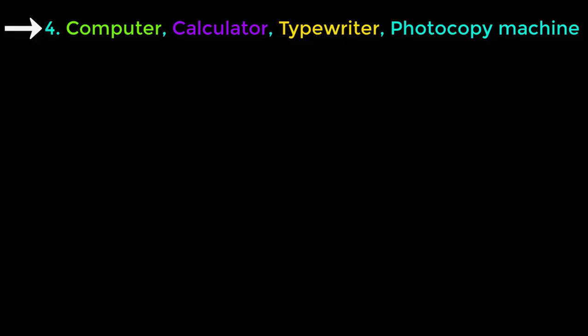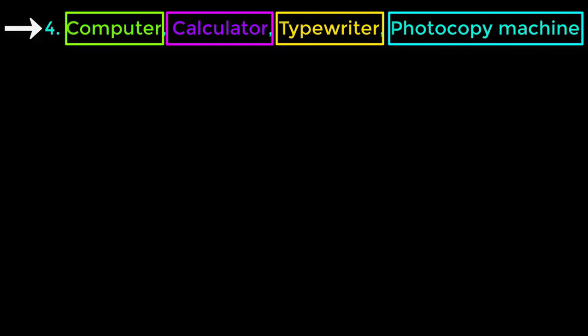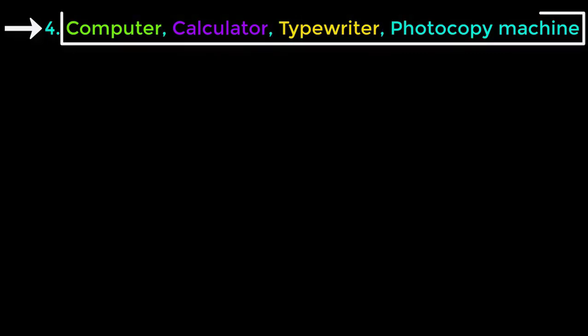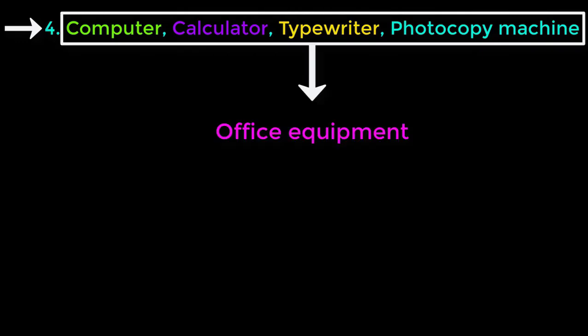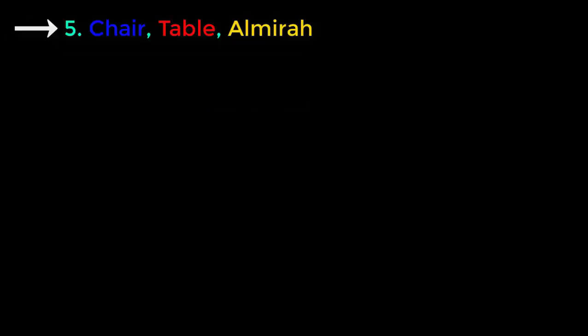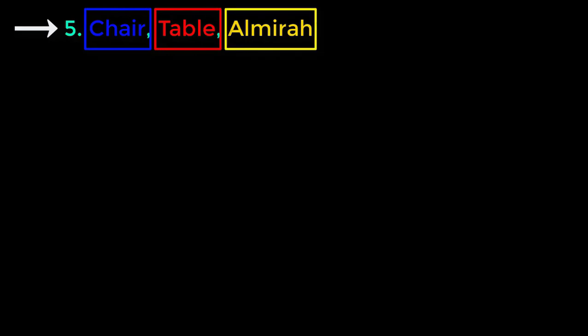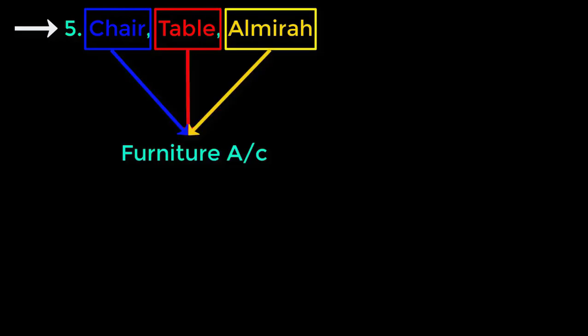In accounting, the words computer, calculator, typewriter, photocopy machine are not acceptable for passing journal entries. Instead of these words, you will have to write office equipment only. The things that need electricity to run will have to be treated as office equipment. Number 5. Instead of the words chair, table, almirah, you will have to write furniture account. The things that are used for beautification only will have to be treated as furniture.